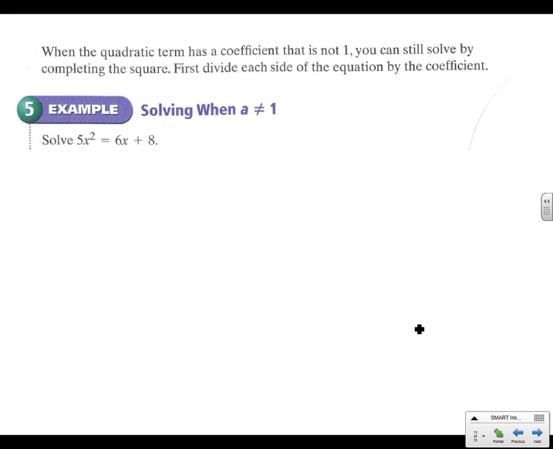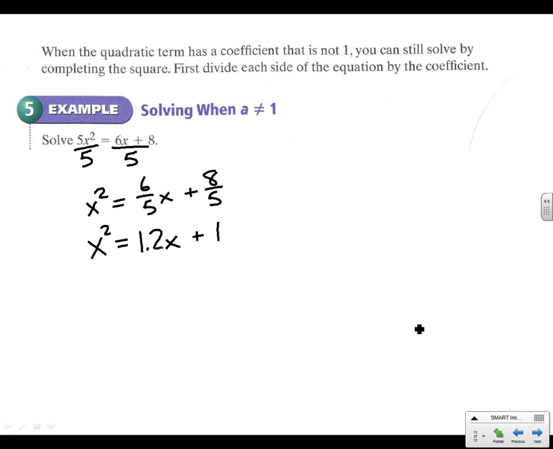All right, so what happens if we don't have just 1x squared? You'll notice that in the last problems, the x squared term has always just been 1x squared. So in this case, we're just going to divide everything by 5 to get it by itself. So now we have x squared equals 6 over 5 x plus 8 over 5. Probably easier in this one to do it as decimals, so I'm going to rewrite them as decimals. x squared equals 1.2x plus 1.6.